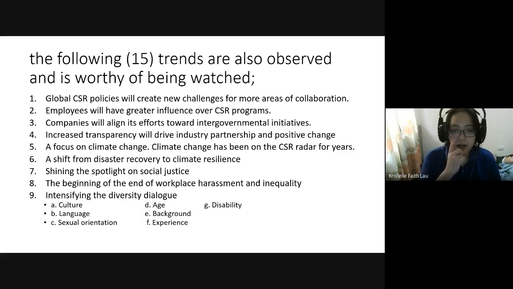Then we also have the beginning of the end of workplace harassment and inequality. So corporate sexism and harassment should be a thing of the past. So sa past lang to siya dapat na. Sa past lang to most likely mahitabo.